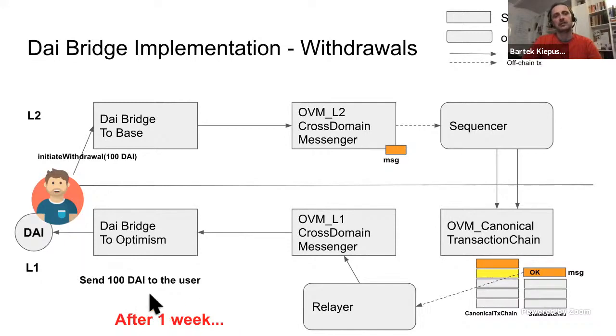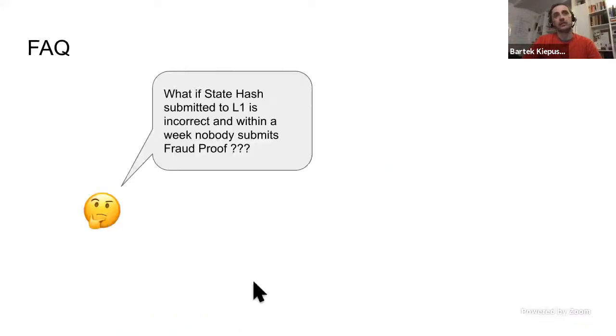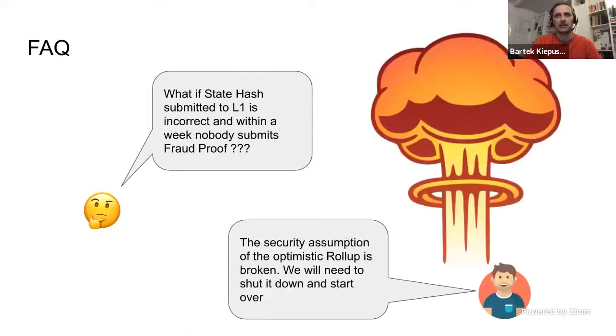So how do we actually deal with this one week delay? And by the way, a frequently asked question is, what if the state hash submitted to L1 is actually incorrect and nobody submits the fraud proof, right? What happens then? The answer is that the security assumption of the whole construction is broken, right? So if that happens, we would basically need to shut down the whole rollup and start all over.